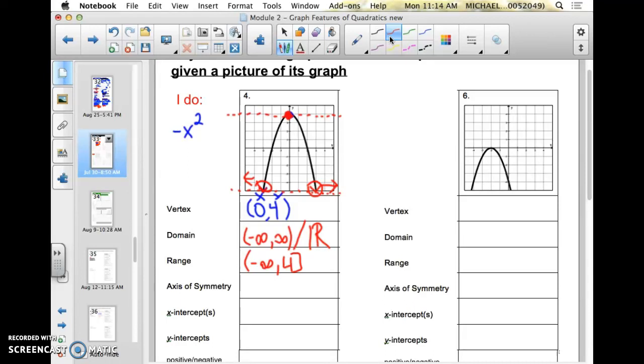If you notice, for all quadratic functions, the domain is always going to be all real numbers unless otherwise noted, and the range will be something similar to what I just wrote there.